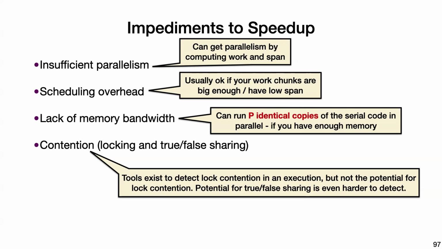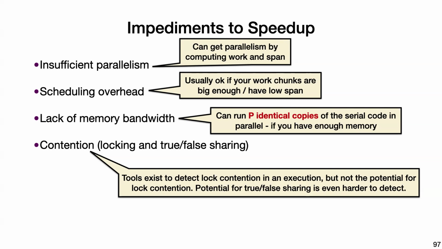Another one is scheduling overhead, like either function call overhead or it costs something to spawn a task. You have to move the context, a different thread needs to start up, that costs something. Usually this is okay if your work pieces are not super small. You just need to do enough work on the thread to amortize away the cost of spawning the thread.